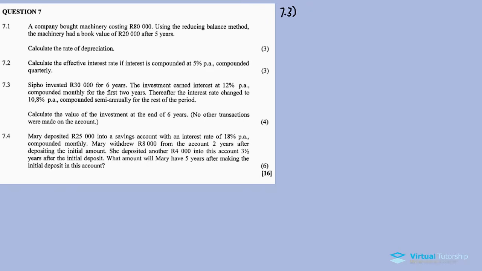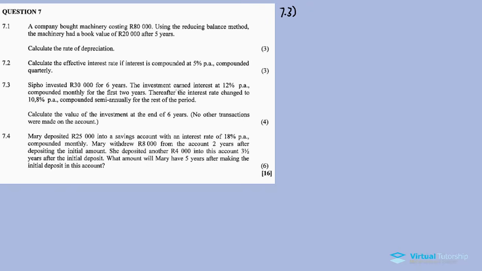In 7.3, Sipho invested 30,000 for 6 years. Yes, Sipho invested 30,000 for 6 years. So now my timelines again, right? These are timelines. See in brackets, no other transactions were made on the account. So it's just a change in interest rate. We have a 12%, then a 10%. So we need a timeline to perform our calculations. Sipho invested 30,000 for 6 years.